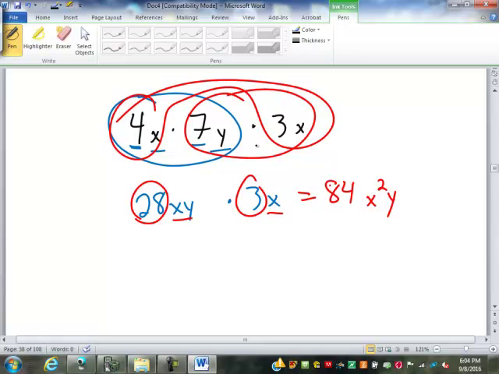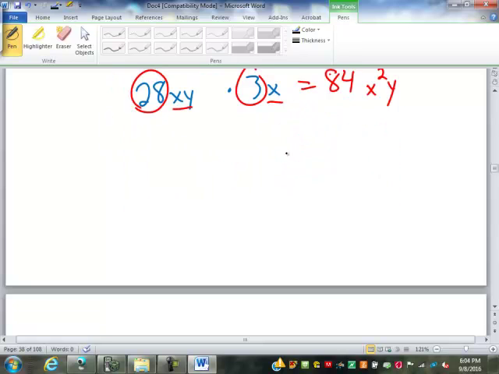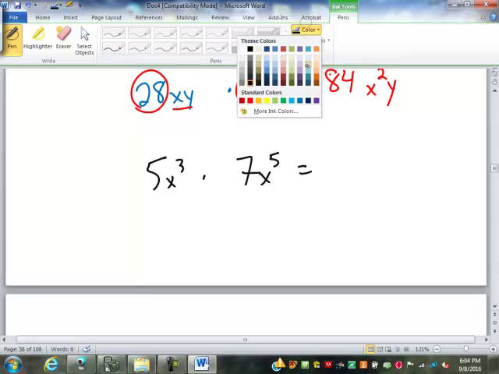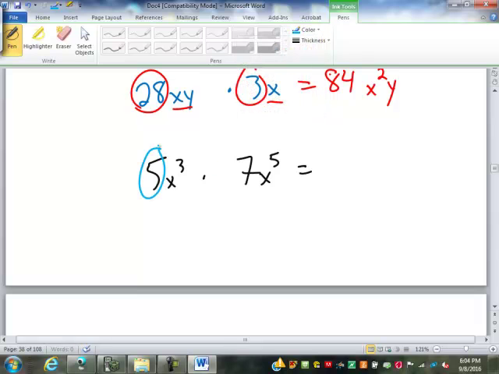Now we're going to look a little bit more at the powers next week. What if we have powers on our variables? Like 5x to the third times 7x to the fifth. So we're going to multiply the counts. 5 times 7 is 35. And we're going to look at our rules for powers a little bit more next week. But x to the third times x to the fifth.